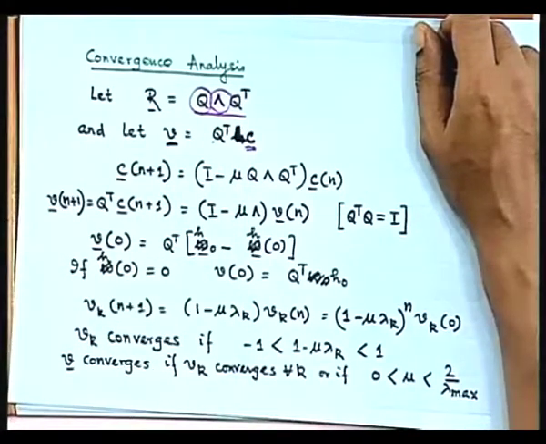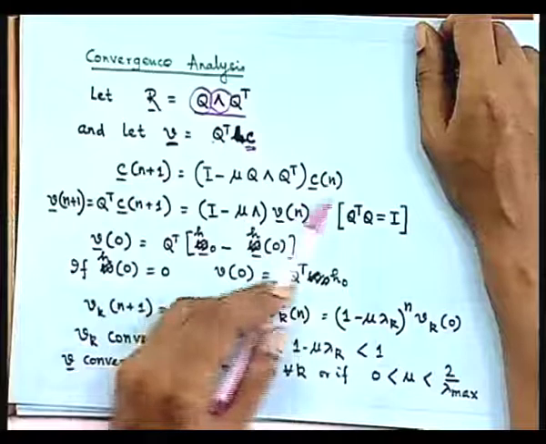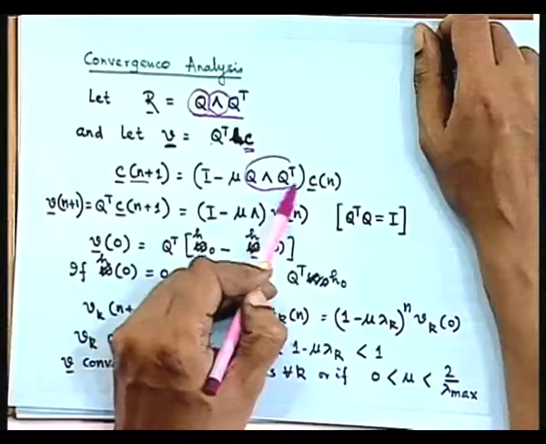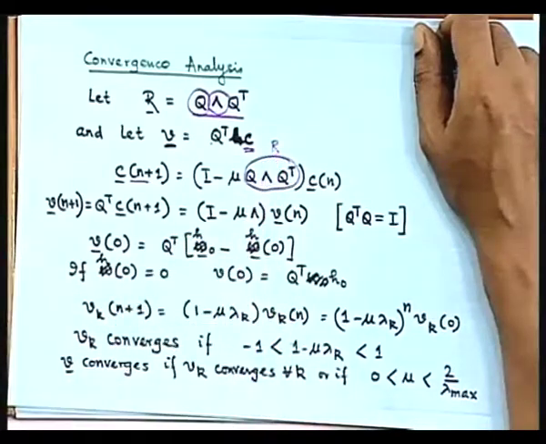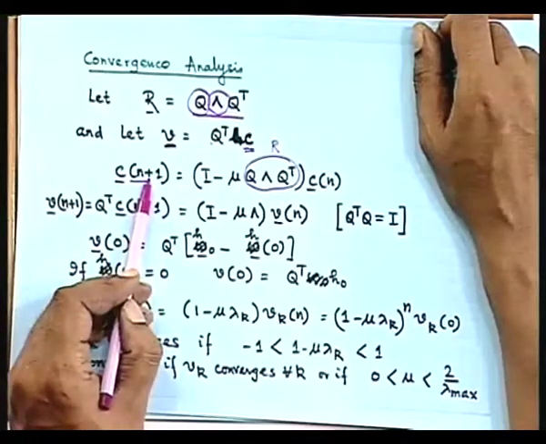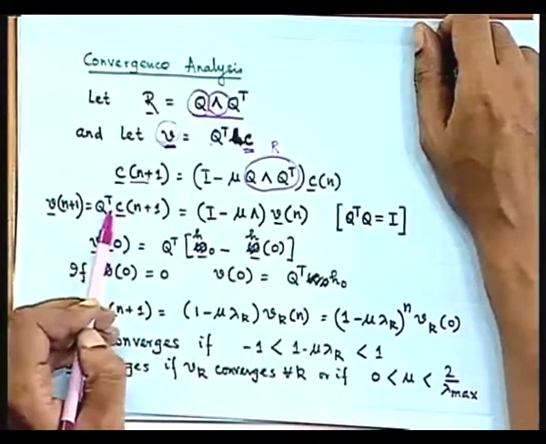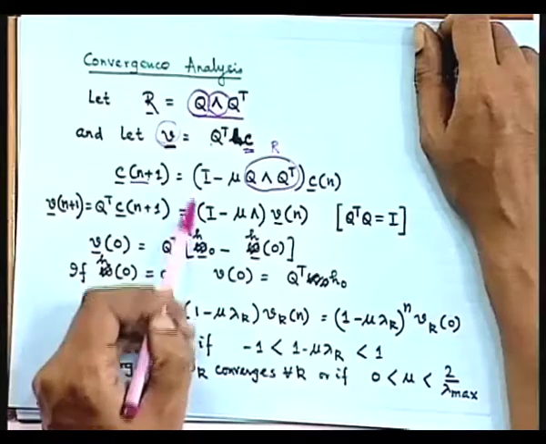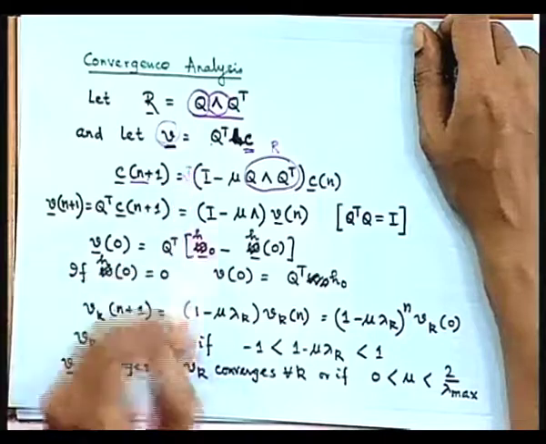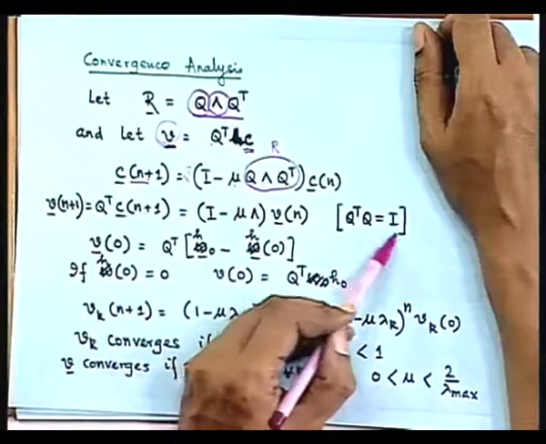What is the advantage? If you define this, then you just blindly substitute. So Cn plus 1 is equal to I minus mu R times Cn. Rather than writing in terms of Cn plus 1, let us see how this changes. Vn plus 1 is nothing but Q transpose Cn plus 1, so you multiply this equation by Q transpose. Mu is a scalar.